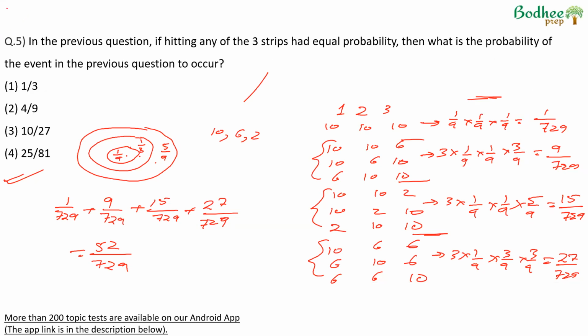The next question says, in the previous question, if hitting any of the 3 strips had equal probability, the probabilities here become equal. 1 by 3, 1 by 3, 1 by 3. Now, in this case, total outcomes possible. So we do not need this anymore because the probabilities are now same.